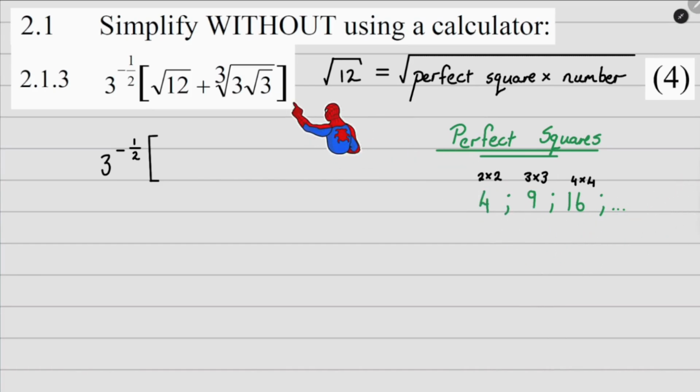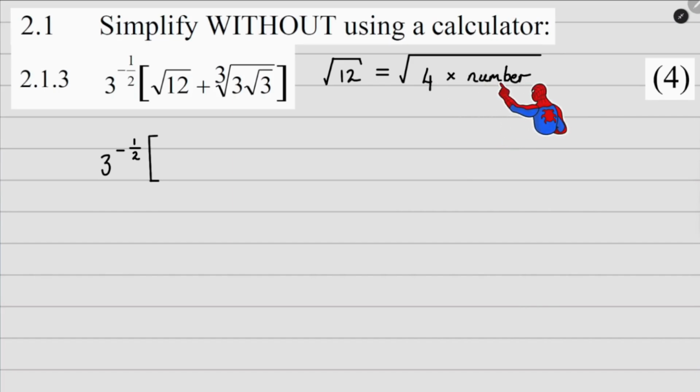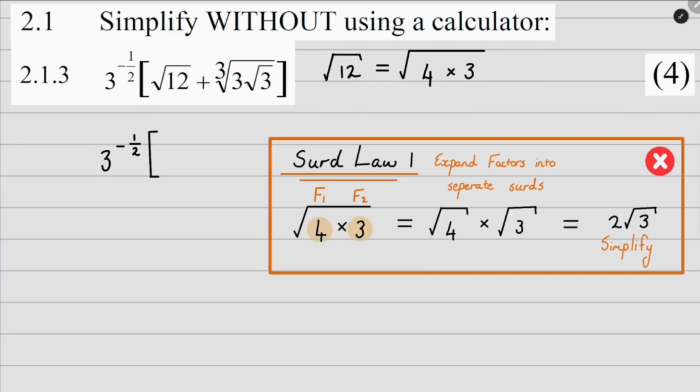So I ask, does 4 fit into 12? It does indeed, my friend. So we found the perfect square that fits into 12. And then I ask myself, 4 times a number should give me 12. So 4 times 3 will give me 12. And now I'm going to use a surd law. Surd law 1 states, if you have 2 factors underneath a big square root, you can expand the factors into 2 separate square roots. And the square root of 4 will just give you 2. And we can't square root 3, so we just leave it as the square root of 3. So this root 12 will simplify into 2 root 3.